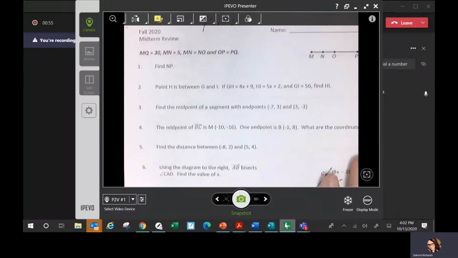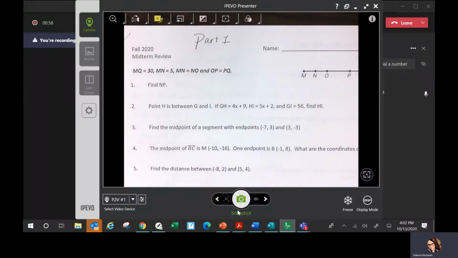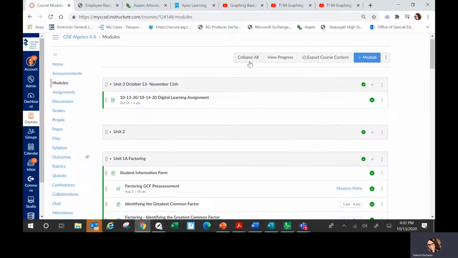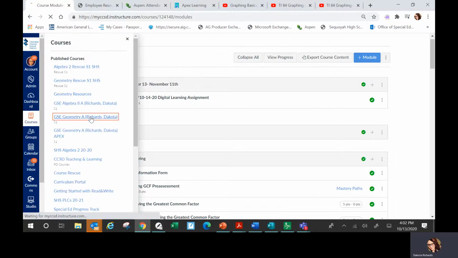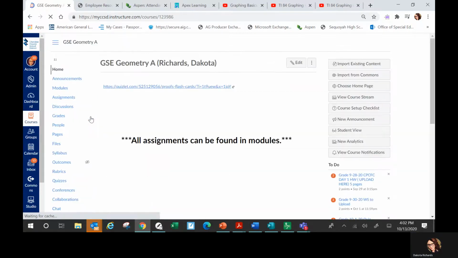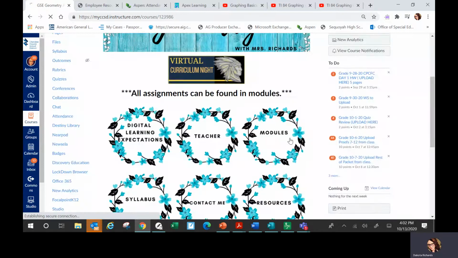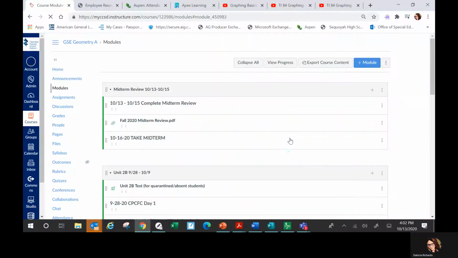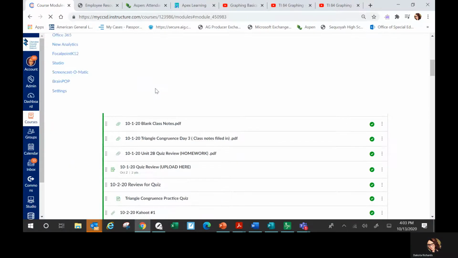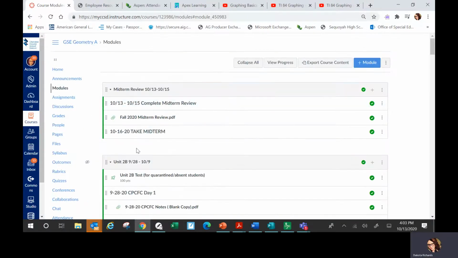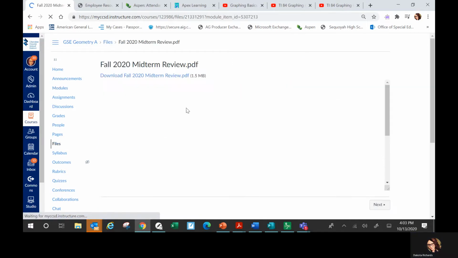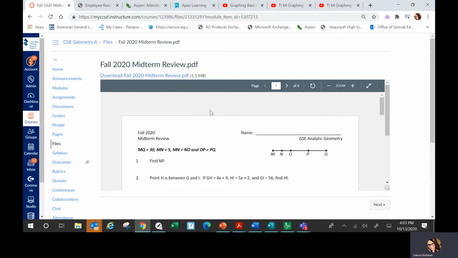everyone got these reviews. I've posted this on Canvas. If you go to Canvas, go to geometry. Go to modules. And then here at the very top of modules, you will see what we did today. And so this is the midterm review. So this is what we started working on today.